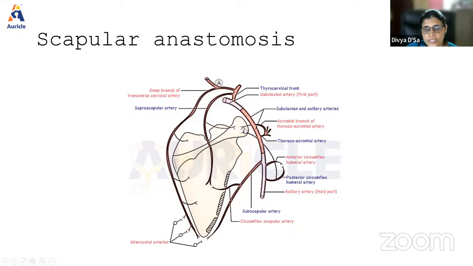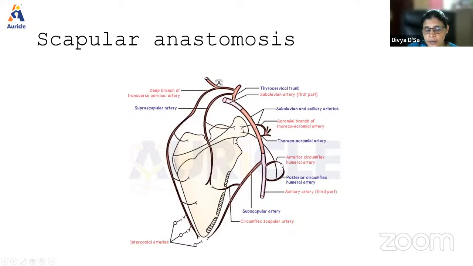The anastomosis takes place at 2 sites, around the body of the scapula and near the acromial process. Around the body of the scapula, it is by the circumflex scapular artery, which is a branch of the subscapular artery from the third part of the axillary artery, and the suprascapular artery, which is a branch from the thyrocervical trunk, from the first part of the subclavian, as well as the deep branch of the transverse cervical. They form an anastomosis around the body, and that is one.